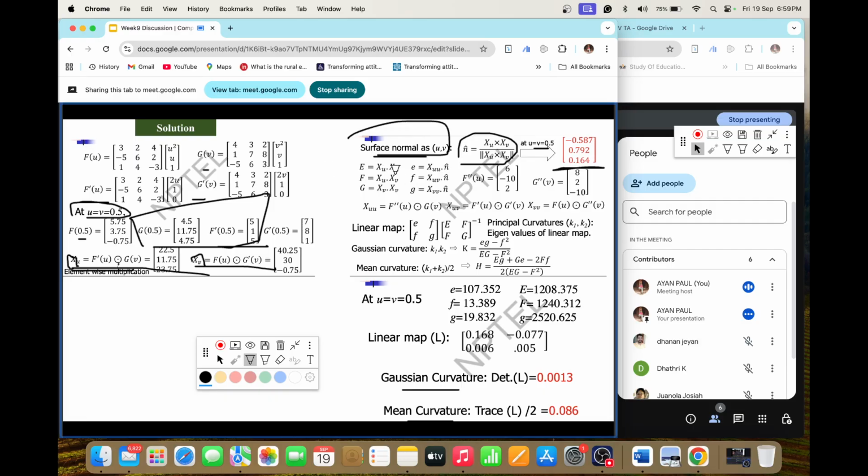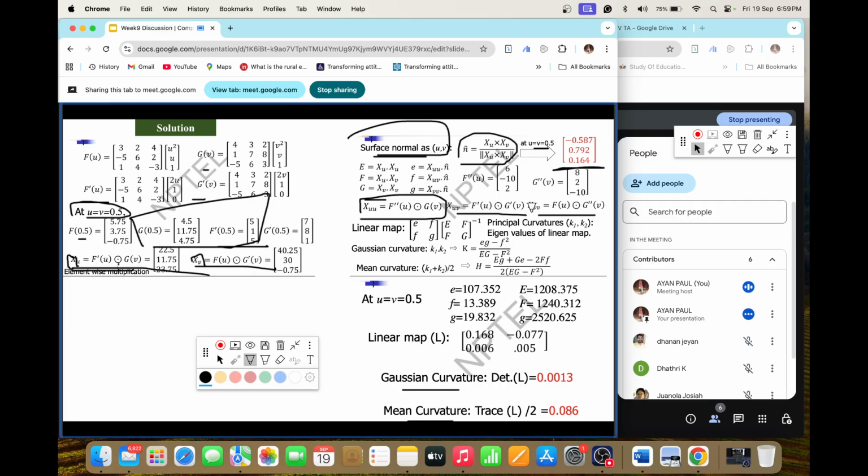E is calculated as xu dot xu, F is xu dot xv, and G is xv dot xv, and then we have to take the dot product with the surface normal that we have just calculated. For xuu, this is the equation you have to understand: f double dash u into g v. Xuv is f dash u g dash v, xvv is f u into g double dash v.